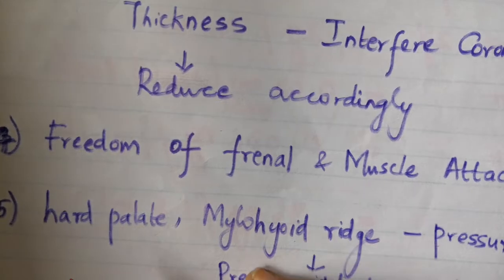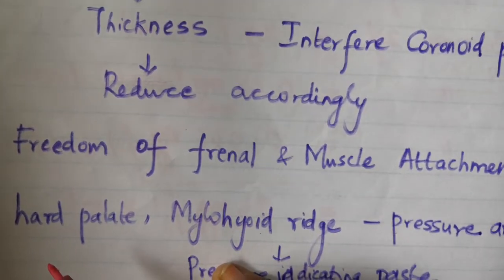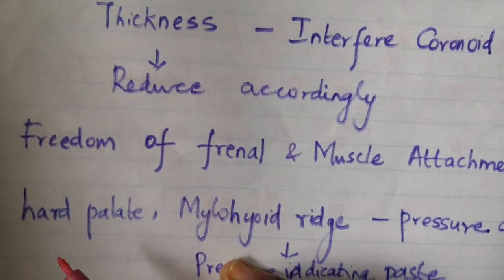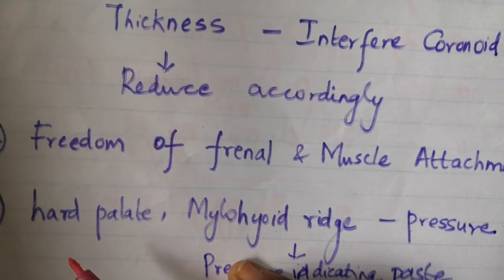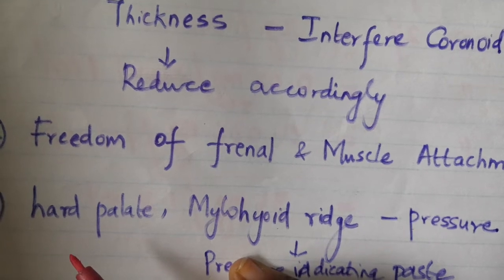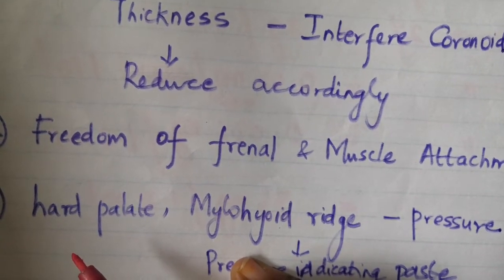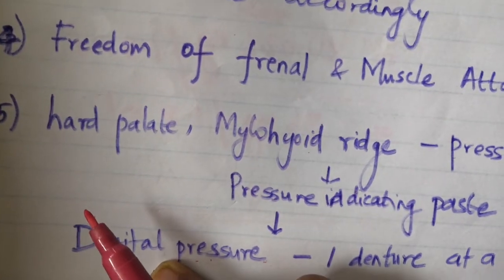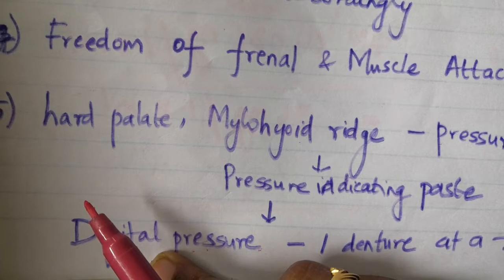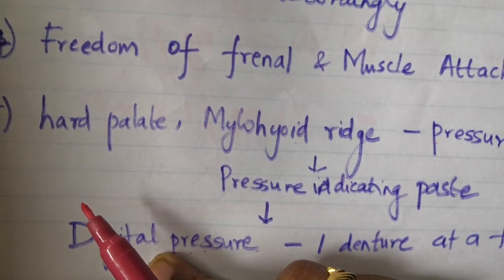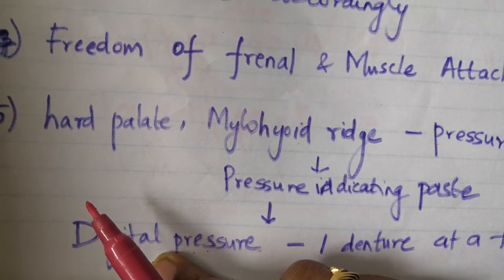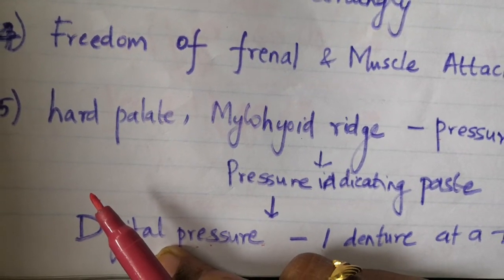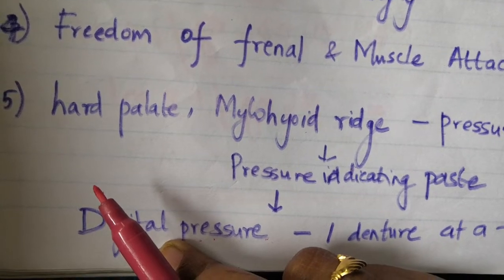Then coming to the frenal and muscle attachments, see whether they are freely movable when the denture is in the mouth. If not, relieve the area where it is interfering with the frenal and muscle attachments. The hard palate and mylohyoid ridge also have to be checked, because mostly the pressure areas will be in that region. Patients return with an ulceration in these areas, so better look for it while doing a denture insertion.